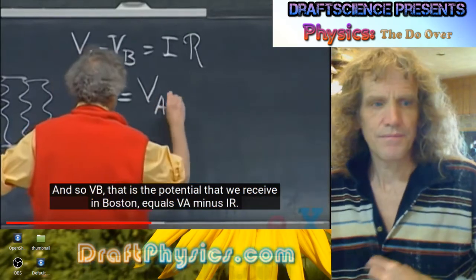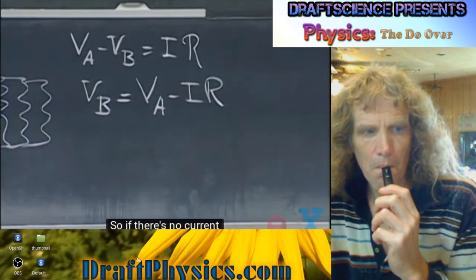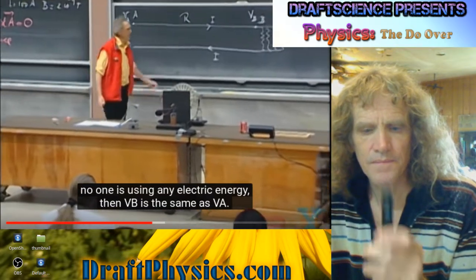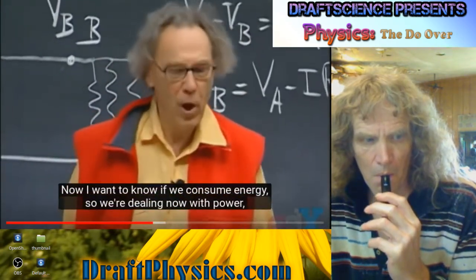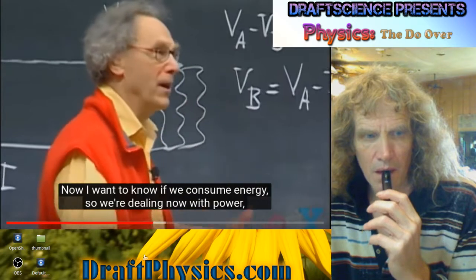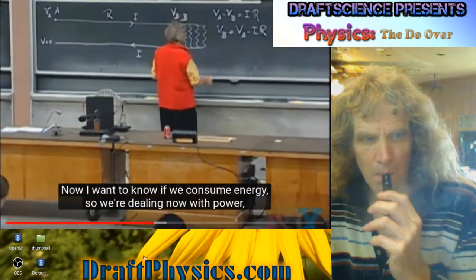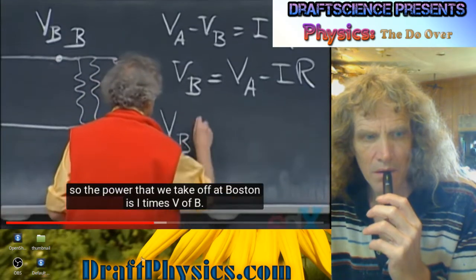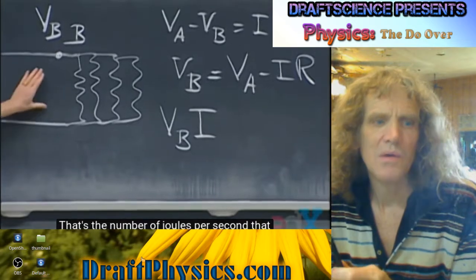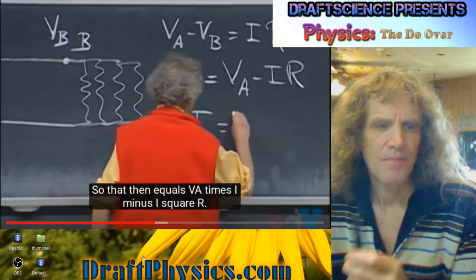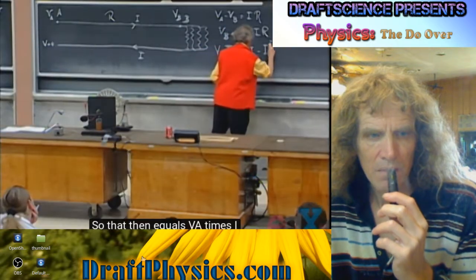VB equals VA minus IR. So if there's no current going through the wire, no one is using any electric energy, then VB is the same as VA. Now I want to know if we consume energy, so we're dealing now with power. So the power that we take off at Boston is I times VB. That's the number of joules per second that we are consuming. So that then equals VA times I minus I squared R.